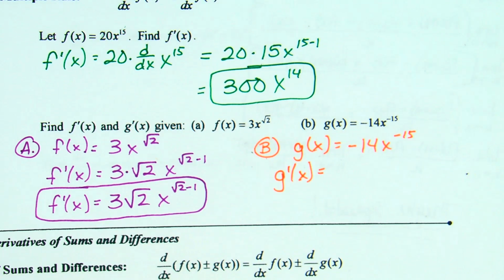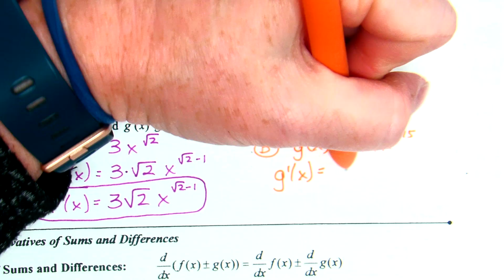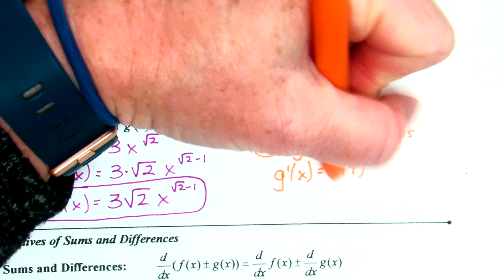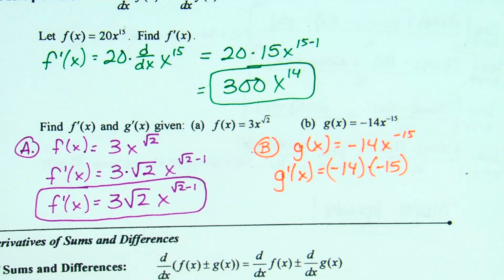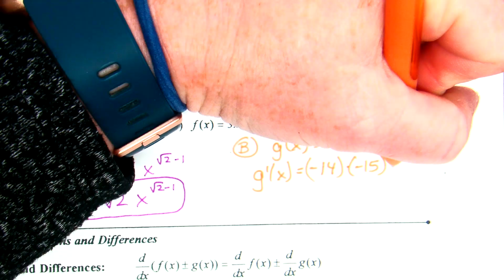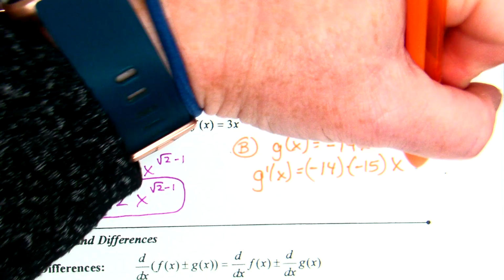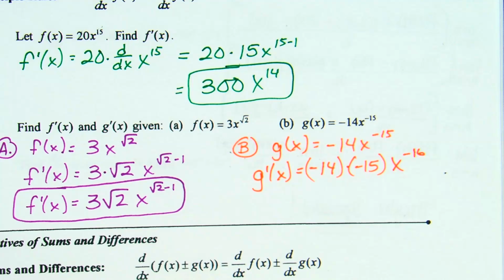Okay, so for today, I'm still going to write out separate, but we have a negative 14 out front that you are going to multiply by. Bring that power out front as negative 15. And then x to the negative 16, because negative 15 minus 1 is negative 16.